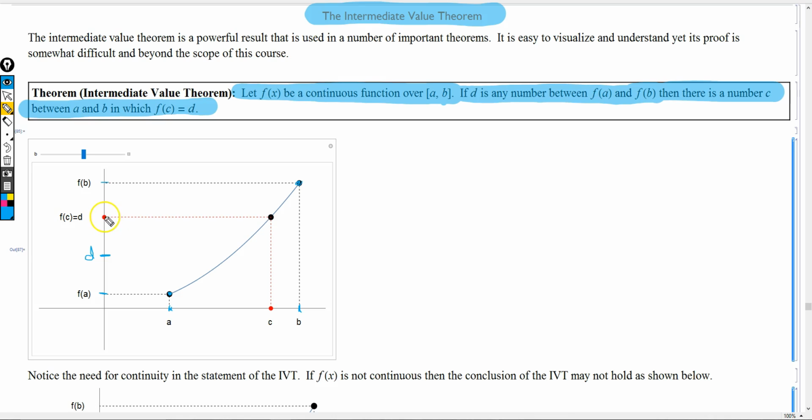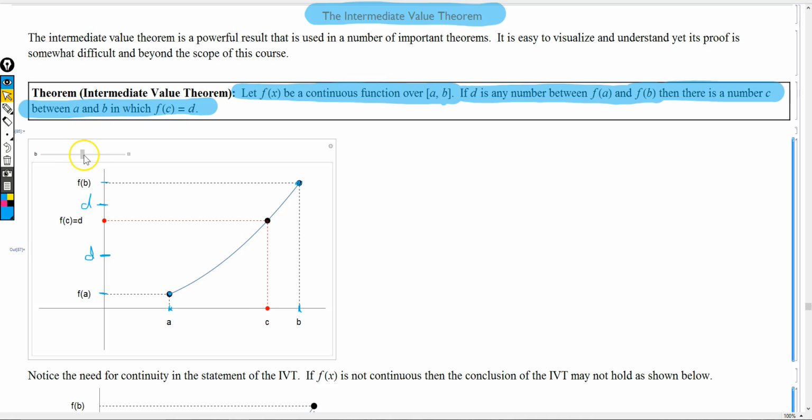Now notice, if I move the slider down to that d value, if you continue the red dotted line across, you will eventually hit the graph. And then you drop down, right there's your c value. So f of c equals d. And that's true no matter where I put the d between f of a and f of b.